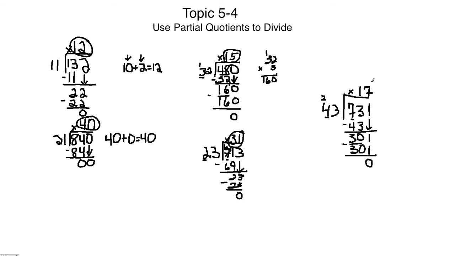Now what is the partial quotients? It would be 10 plus 7. And of course that equals 17. So these 3 problems are how I want you to do it on your homework. This I want you to understand. When I ask you, you will know how to give me the partial quotients. And that is the notes for topic 4.